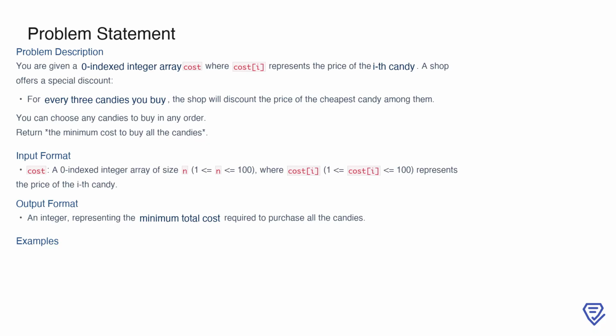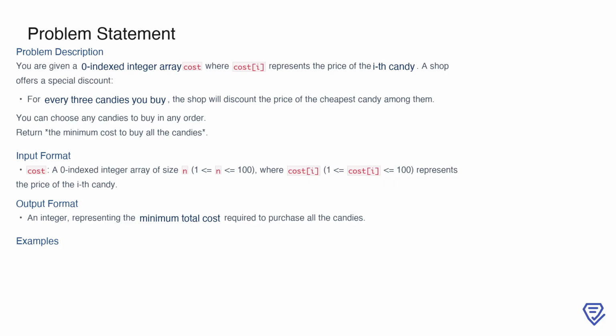In this problem, we are tasked with finding the minimum cost of buying candies when there is a special discount available. You are given an array called cost, where each element represents the price of a specific candy. The shop has a unique offer. For every 3 candies you buy, the price of the cheapest candy among those 3 will be discounted. You can pick candies in any order to take advantage of this discount. Our goal is to calculate the minimum total cost required to buy all the candies.